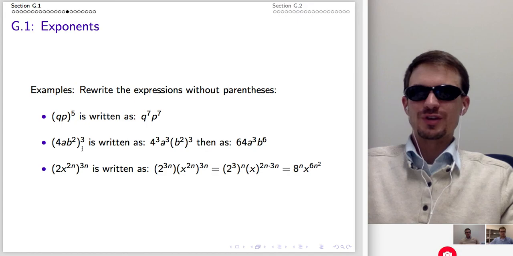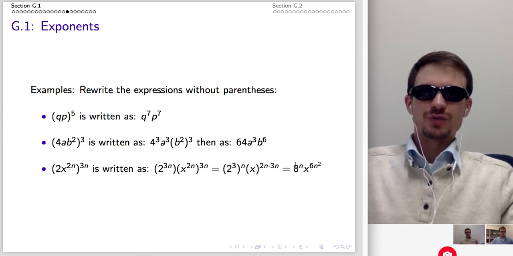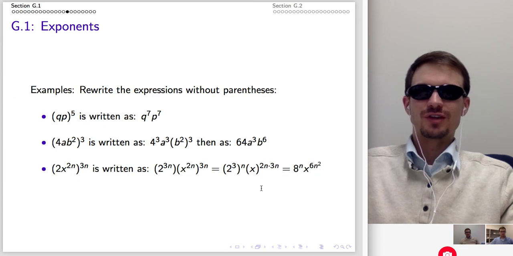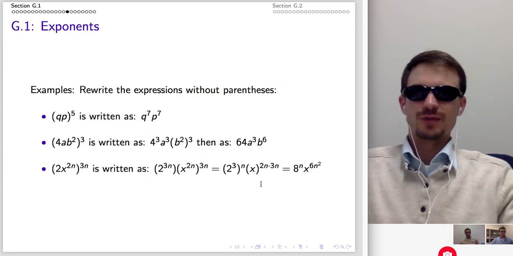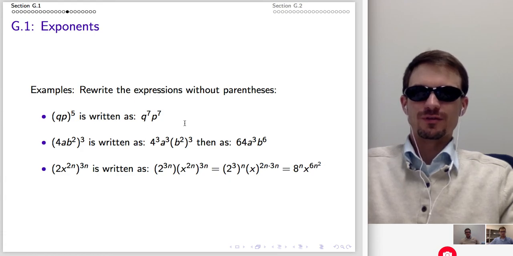And then over here, what's this? Oh well, we're going to send this 3 through. So 4 to the third, a to the third, b to the sixth. Right? Okay. And then over here we have 2 to the 3n, and then we have x to the n to the 3n, and then using our rules we have 8n, and then we have x to the 6n squared. Okay, yeah, so clearly I'm going to fix this, right? This should be q to the fifth and then p to the fifth.